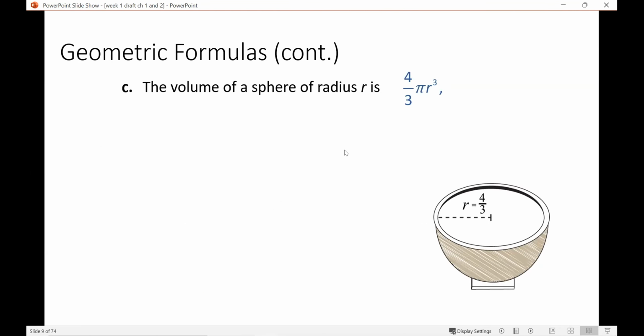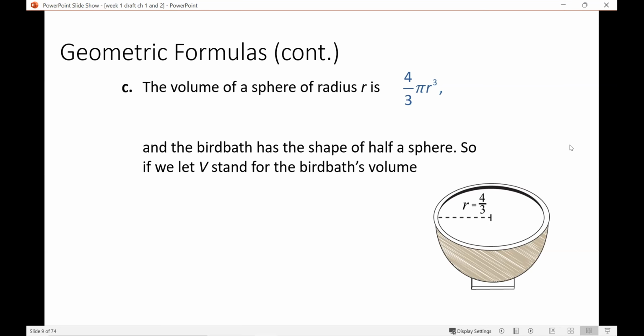Right. Now let's find the volume of this guy. We know that the volume of a sphere is 4/3 pi r cubed. And if we want to find the volume of this thing, well, we've really just got half of a sphere. So we've got 1/2 times 4/3 pi r cubed. Excuse me, I meant to say cubed earlier. And we can simplify that fraction. So our volume is going to be 2/3 pi r to the third. And you can plug in that r is 4/3 to calculate this volume.